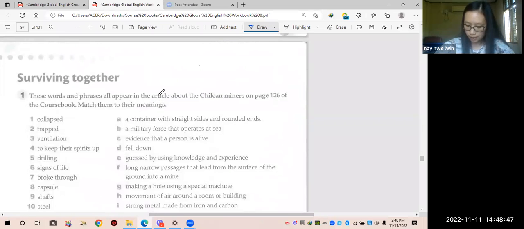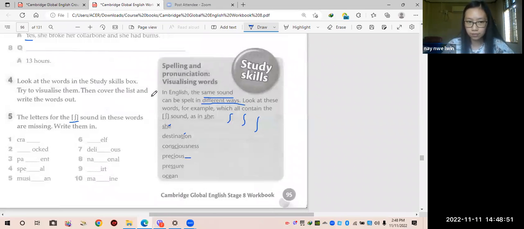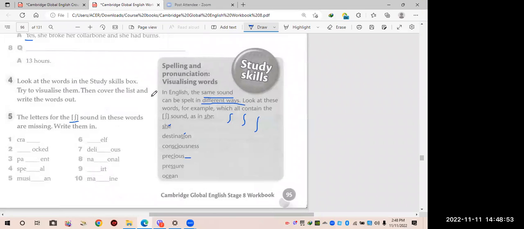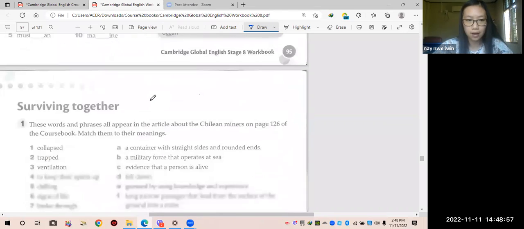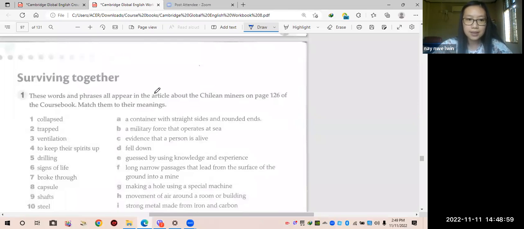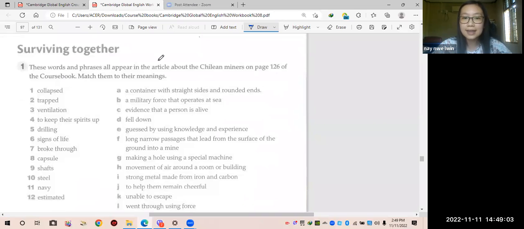Okay, let's move to the next page. Is there any question? No. Surviving together, number 1: these words and phrases all appear in the article about the Chilean miners, so don't look back at the article. Match the meaning and the words.